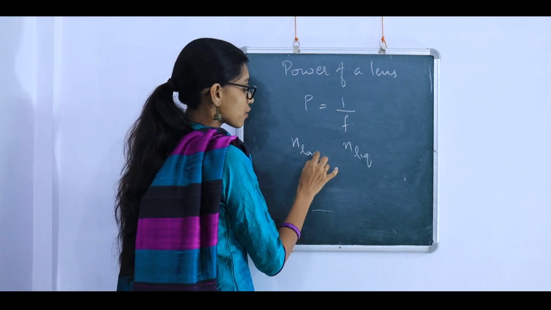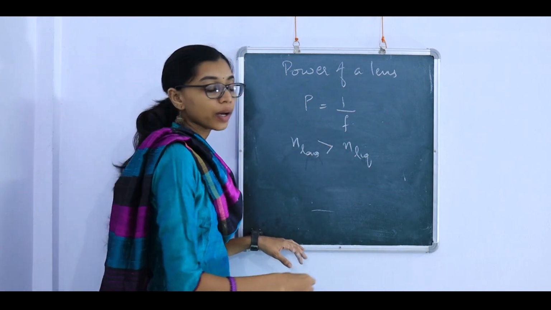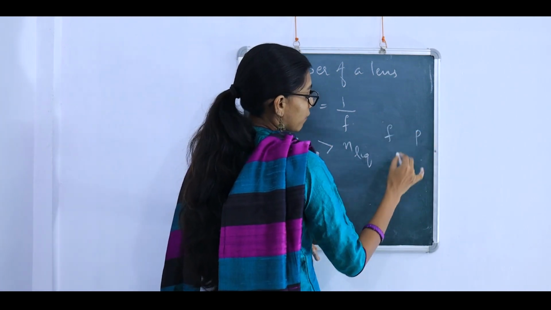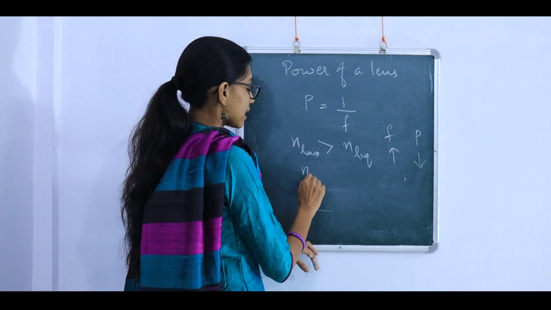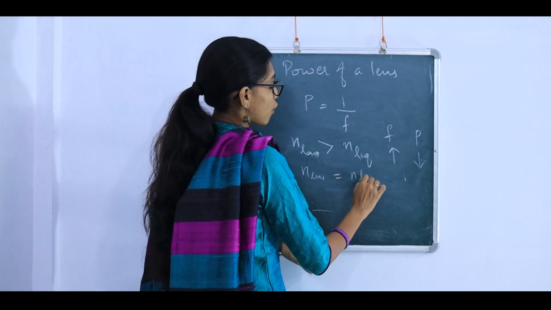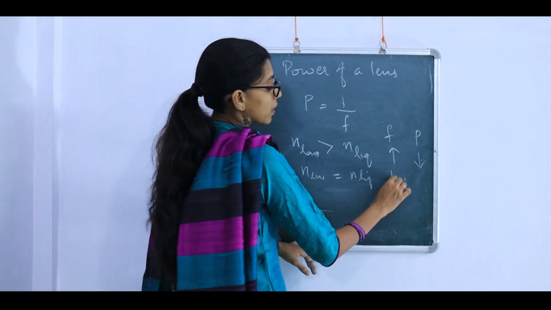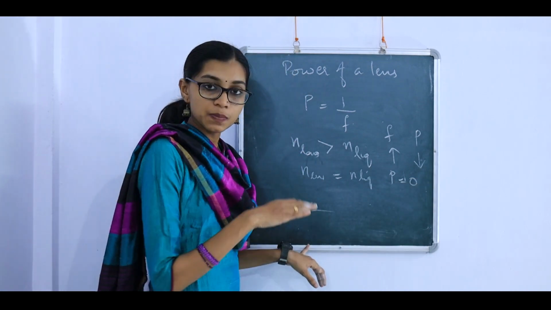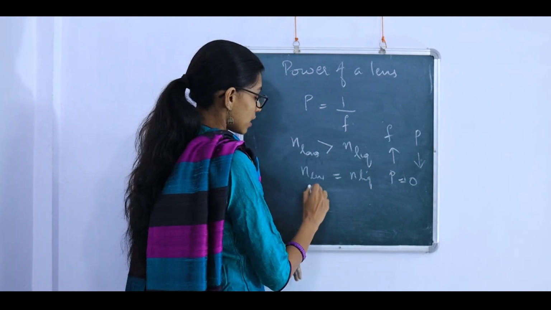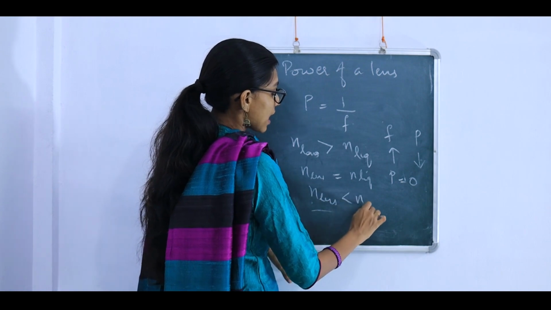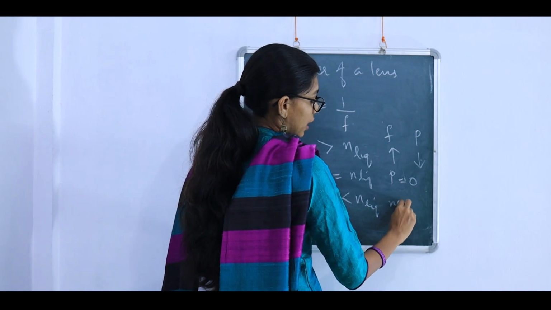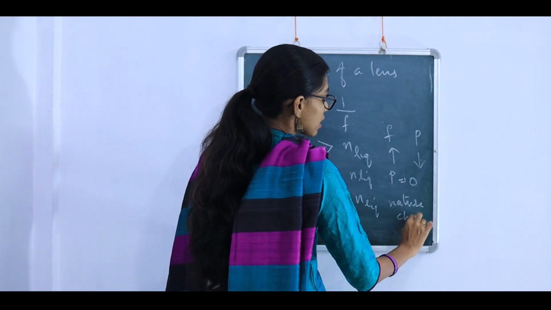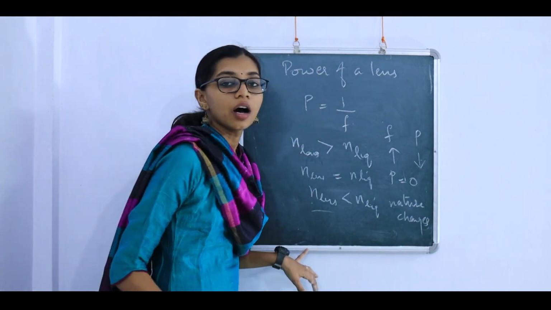If the refractive index of the lens is greater than that of the liquid, then the focal length increases and power decreases. Next is n of lens equal to n of liquid. What happens? Power becomes 0 and the lens becomes invisible. The third one is n of lens less than n of liquid. What happens? The nature changes. That is, a convex lens becomes concave. So, that is about the power of the lens.